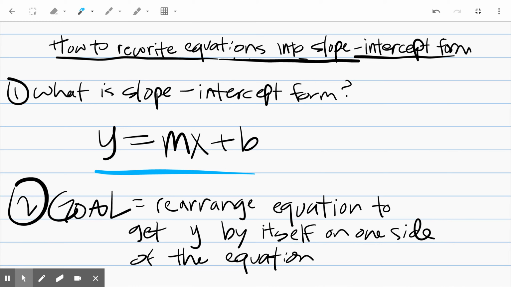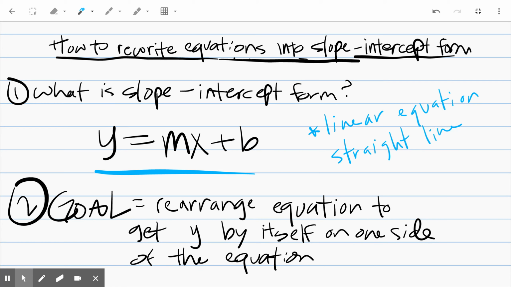Now, this means that it's going to be a linear equation. And what does that mean, Miss Monson? It means it will be a straight line. Straight line.